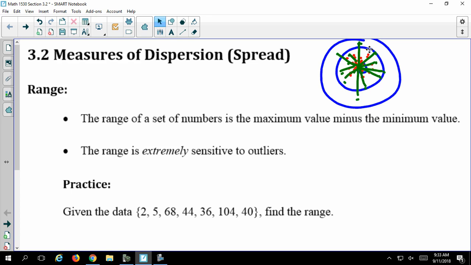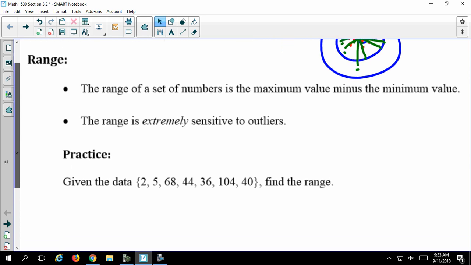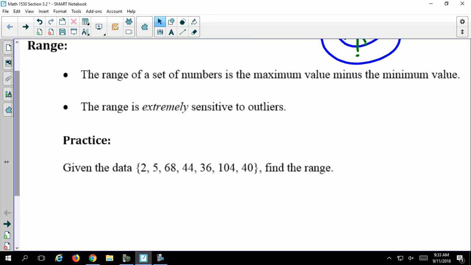So the first measure of dispersion is called the range. The range is a very crude but easy to calculate measurement of how spread out the data is. Just figure out how far it is from the smallest number to the biggest number. So the range is just the maximum value minus the minimum value. It is not a very good measurement of spread, but it is very easy.